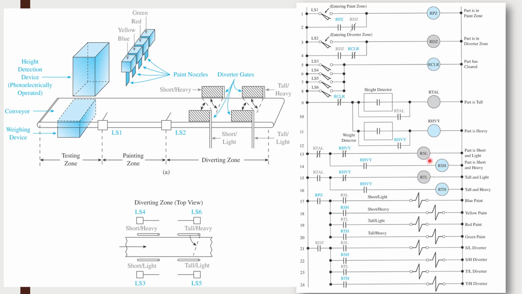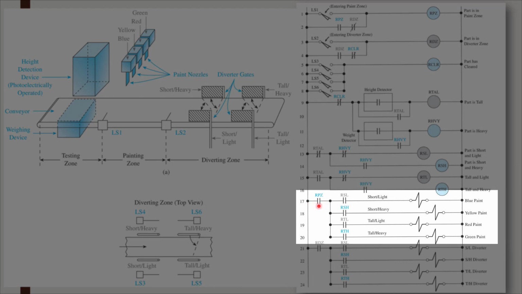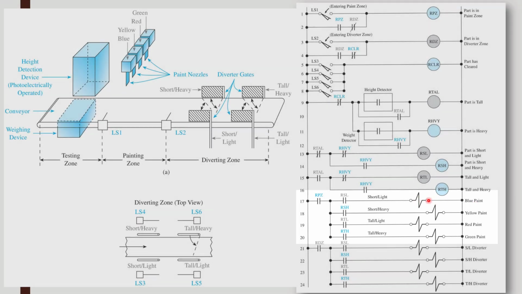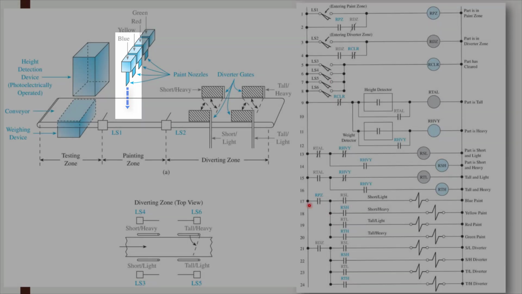And those, in turn, if I'm in the paint zone, and only if I'm in the paint zone, and it's short and light, then it gets sprayed blue. This is a solenoid, and it's up here so that I have pressurized paint. If that's energized, the paint will be pushed out from the pressure in the nozzle and onto the part.